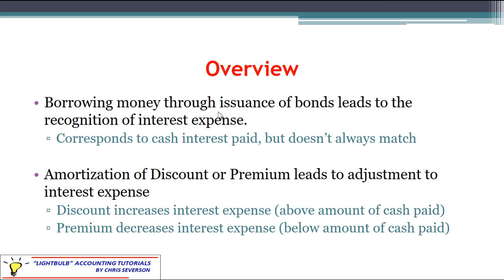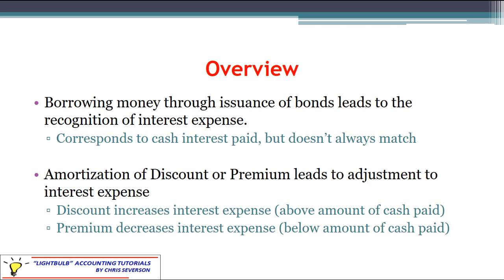Now, generally, if we have a par value bond, which means we issue this at par, this means that the interest expense is going to be equal to the cash interest paid. If this bond is issued at a discount or a premium, however, then that means that the interest expense will not be the same as the cash interest paid. It will be either higher or lower than that amount. In this module, we'll talk about how to calculate that new interest expense.